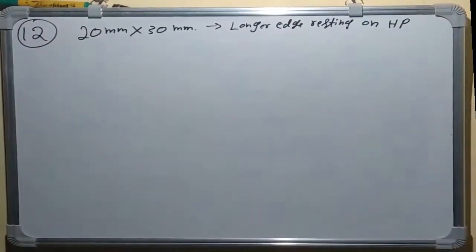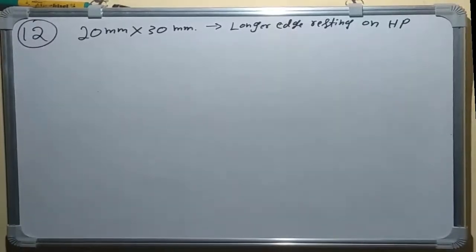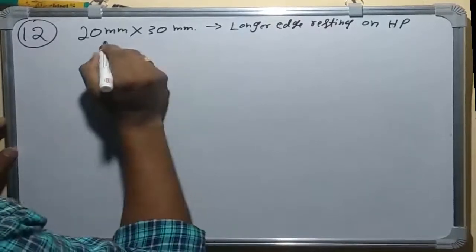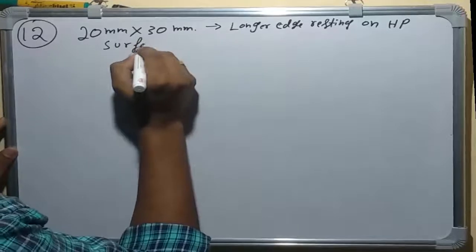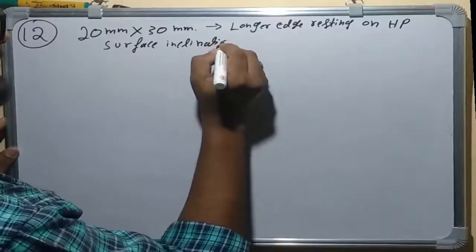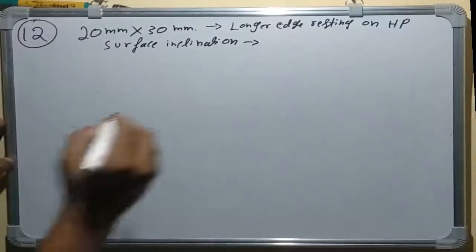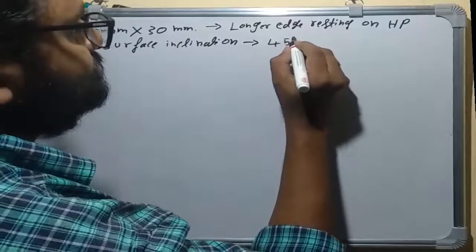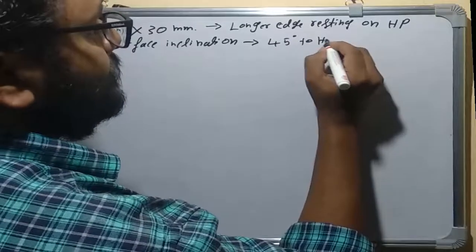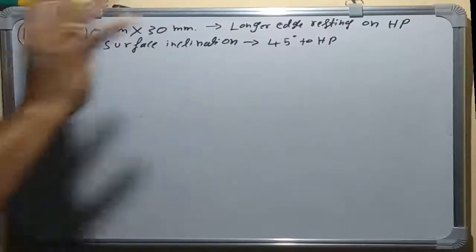And in the second step, we have to check the data for surface inclination. Here they give the surface inclination. That means the plane surface is inclined to HP at 45 degrees. So the surface inclination is 45 degrees to HP. Okay, the second step data is got.